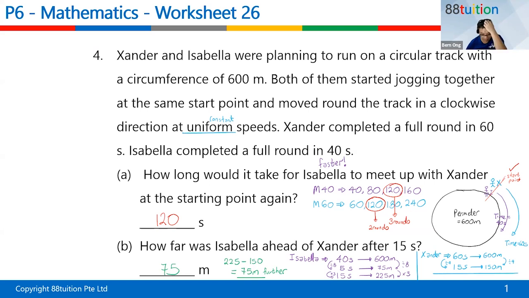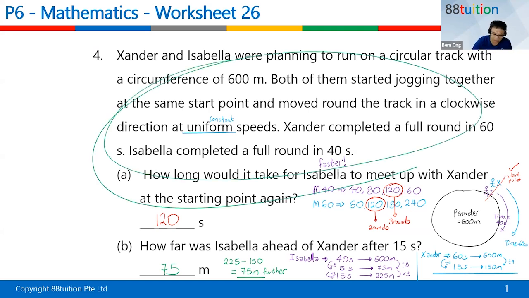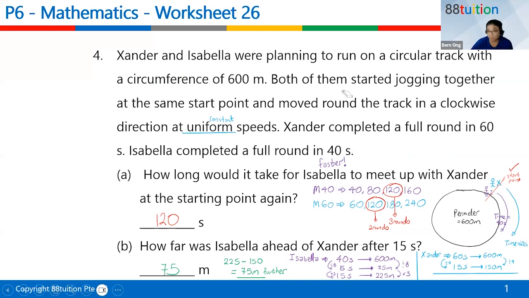How far does Isabella cover? How far does Xander cover? All right, Isabella is faster. That's why she's able to travel further. How much further? 75 meters further. All right, so sometimes just talk to yourself a little bit. Questions are not that difficult. It's very long, I know. Some of the questions are very long, but it's actually quite simple for this question. Agreed?